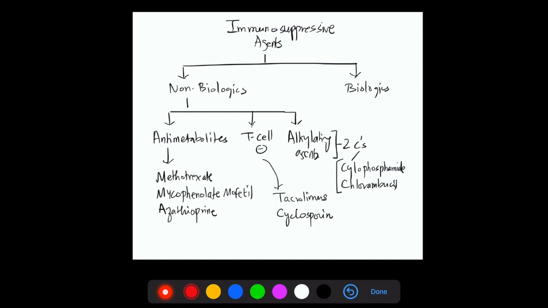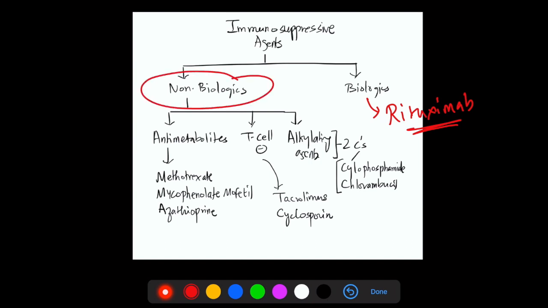So immunosuppressive agents can be basically classified into non-biologics and biologics. The biologic most commonly used is rituximab in scleritis. But more commonly we use a non-biologic. Amongst them, we can classify into antimetabolites, T-cell inhibitors, and alkylating agents. It's very easy to remember them. You call auntie. So you call someone as auntie, I will refer to them as ma'am, right? There's the A there, but forget that, it's ma'am. So antimetabolites are azathioprine, methotrexate, mycophenolate mofetil, MAM. So methotrexate, mycophenolate mofetil, and azathioprine are antimetabolites.